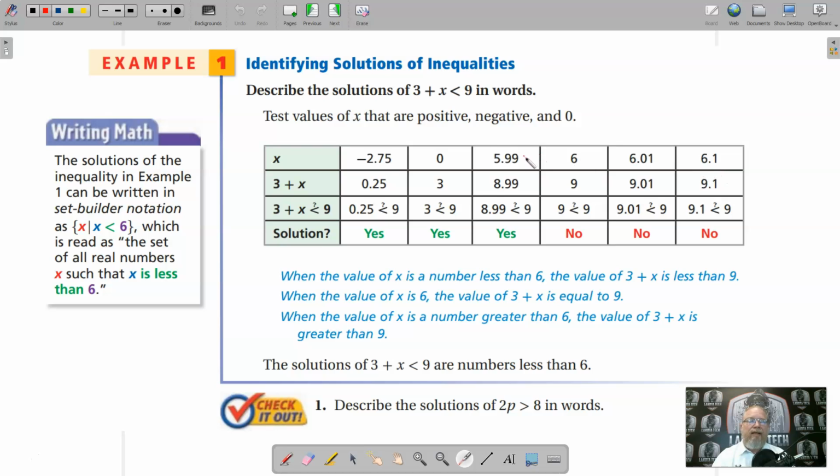But if the number is less than 6, such as 5.99, 0, negative 0.75, think about it. What about negative 10? 3 plus negative 10 would be negative 7. Is negative 7 less than 9? That would be true also. So any number less than 6 is a solution. So the solutions of 3 plus x is less than 9 are numbers that are less than 6.